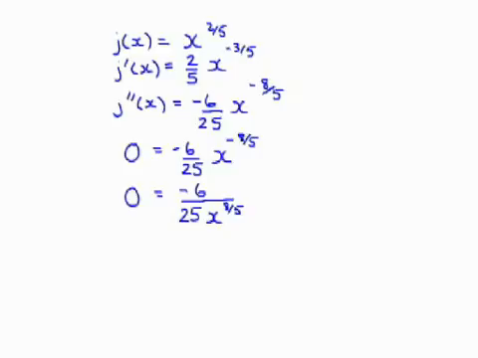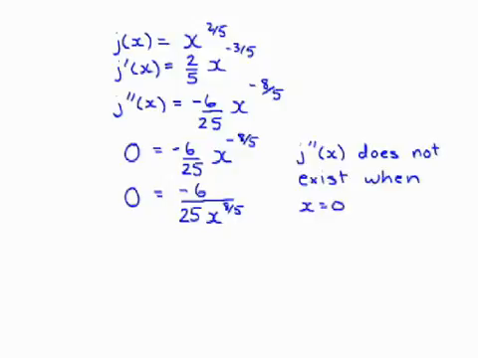Now, what you'll see is that there is no way of taking this second derivative and setting it equal to 0, because that would require that we set the numerator equal to 0 and the numerator is equal to negative 6. However, we do notice that j double prime of x does not exist when x is equal to 0, because if I put 0 into that expression, I end up with 0 in the denominator and it's undefined. So I've got my x coordinate is 0.